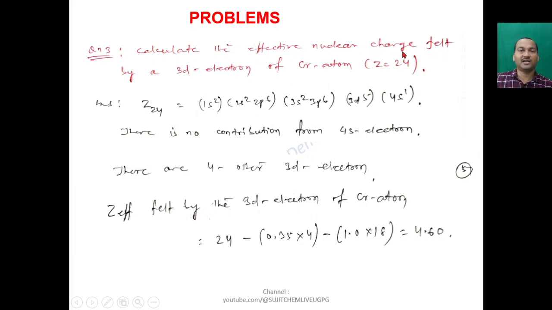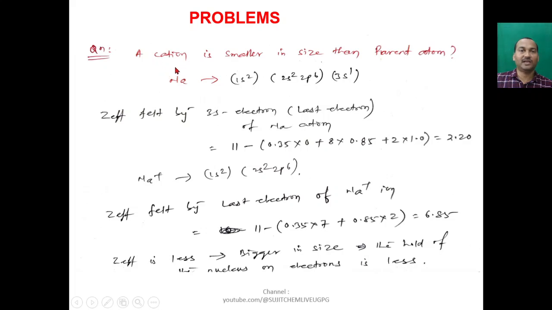Similarly, calculate the effective nuclear charge felt by a 3d electron for the chromium atom. Chromium has atomic number 24. The electronic configuration you can write like this: 1s2, 2s2, 2p6 as one group, then 3s2, 3p6 as another group, 3d5 and 4s1. So we have to go for a 3d electron, which means here 5 electrons. There will be no contribution from the 4s electron, and there are 4 other 3d electrons. So Z effective will be 24 minus 0.35 into 4 minus 1.0 for the rest of the inner electrons, into 18. So that becomes 4.60.